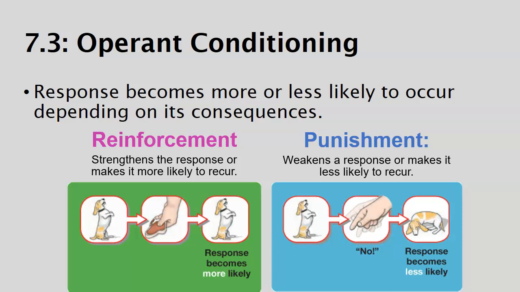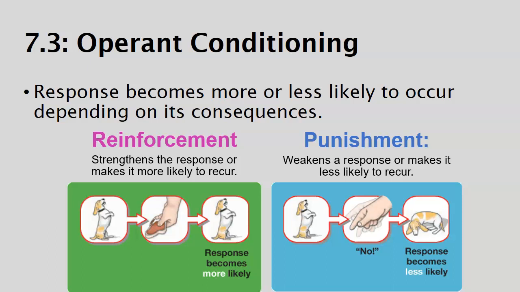A positive reinforcer, so the reinforcement part means that the animal's more likely to do it. The positive part means you are giving something. It's the addition of a pleasant thing. Whereas negative in this situation means the removal of something. So you're removing, subtracting an unpleasant consequence. So let's do some examples.